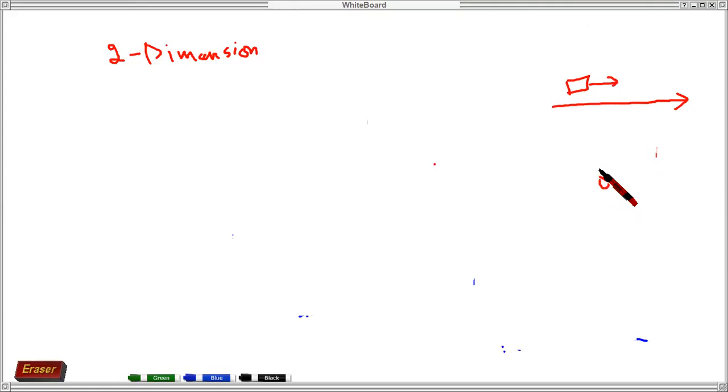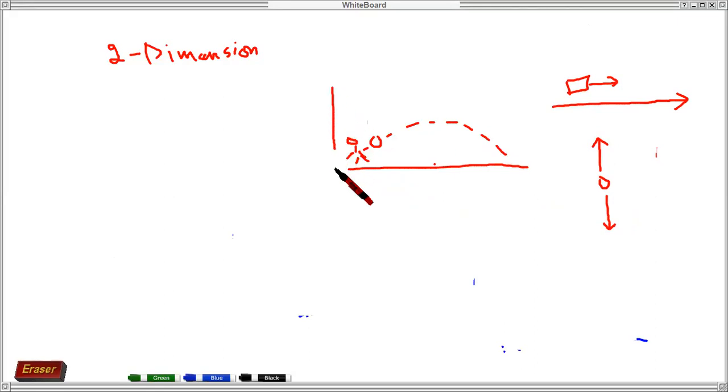a body moving vertically, upward or downward. But when a body moves along both directions, x-axis and y-axis, for example, if you are standing there and you throw a ball, this ball moves in both directions, x-axis and also y-axis.